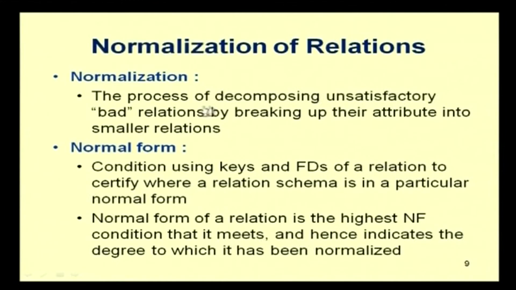Now, let us look at what we mean by normalization of relations. The process of decomposing unsatisfactory, bad relations by breaking up their attributes into smaller relations is called relation normalization. Normal form conditions use keys and FDs of a relation to certify whether a relation schema is in a particular normal form. So, the normal form of a relation is the highest normal form condition that it meets, and hence indicates the degree to which it has been normalized. So, the higher the normal form, the better the degree of normalization.